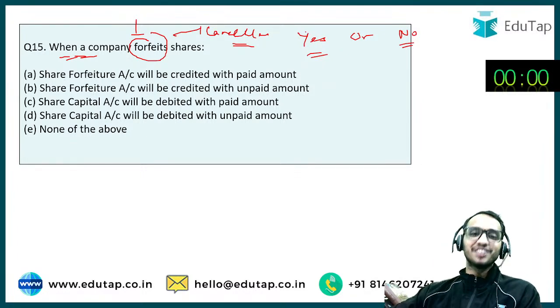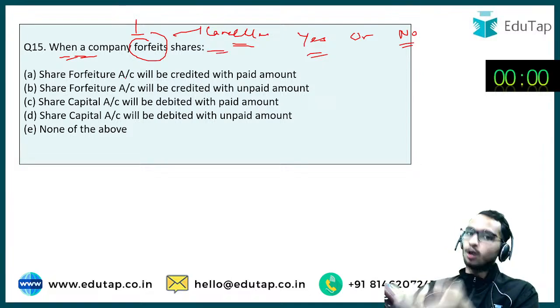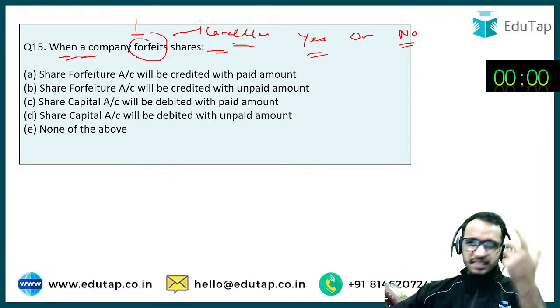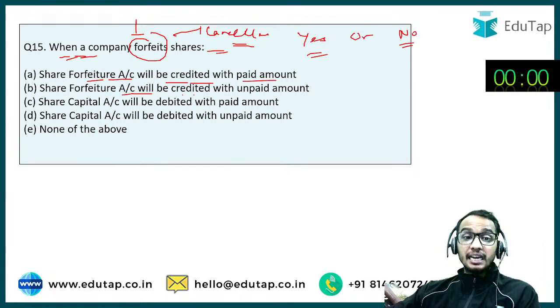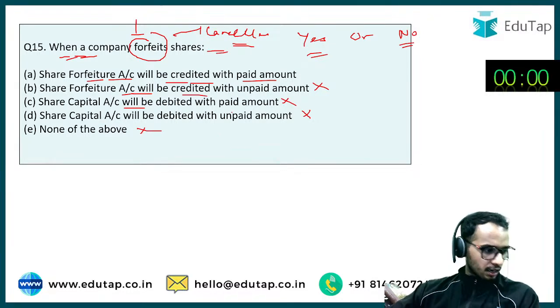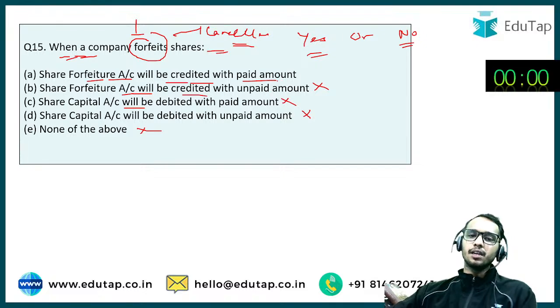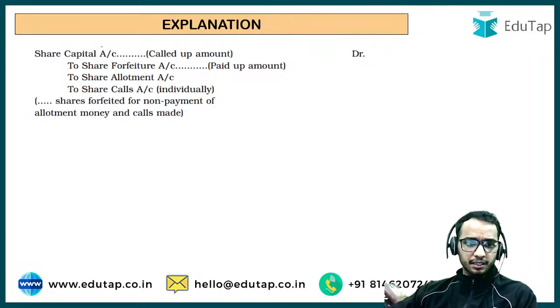Now you tell me the answer of this question. This forfeiture account will be what? The amount that has been paid, we will include in the share forfeiture account because we are not refunding it. Logical? Easy? Now the option says share forfeiture account will be credited with paid amount. Looks correct. Let's read out the other option as well. Share forfeiture account will be credited with unpaid amount. No, incorrect. Share capital account. No. Okay, so the answer is absolutely A, and in fact I have got some answers as well. That's really good. So option A would be the correct answer here, and this will be the entry.